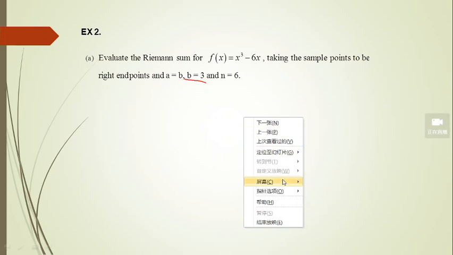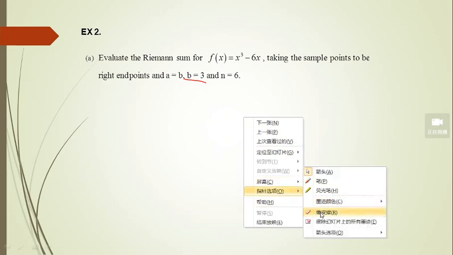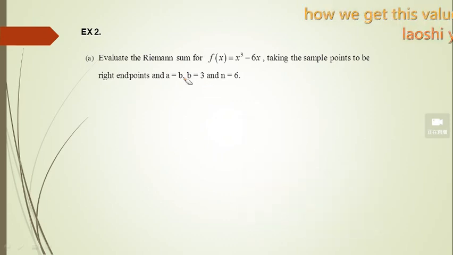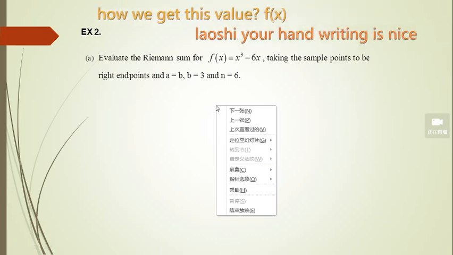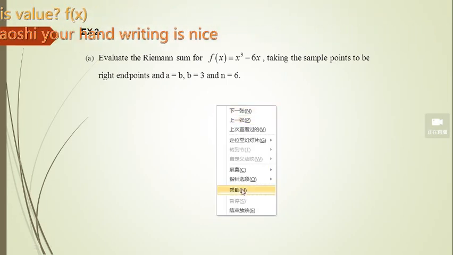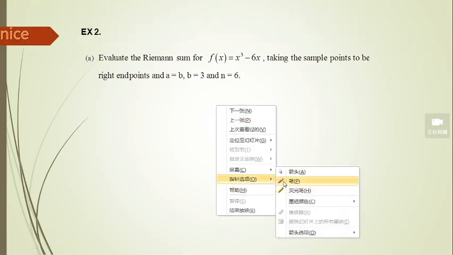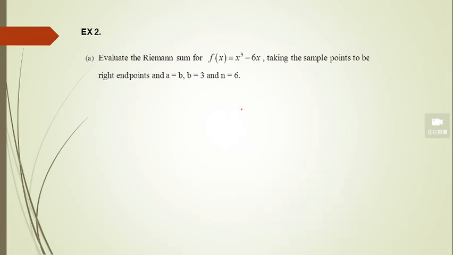Oh, I should use the eraser. Okay. My handwriting is nice. Okay, thank you. I'm trying to improve that. Then it will be more clear for you to follow and to check my notes. Here, a should be 0, right? a should be 0.